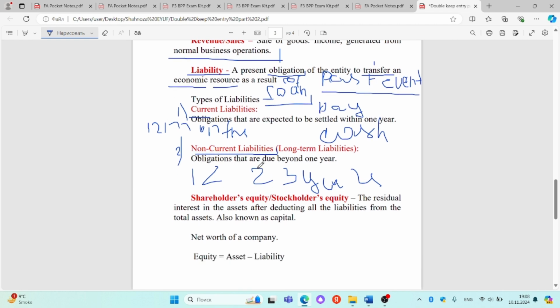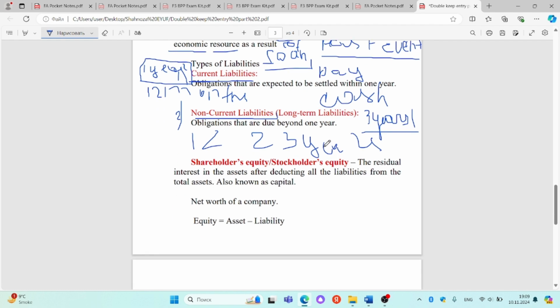As an example, I can say that, let's say we have 1 year credit from bank, and in here let's say we have 3 years credit from bank. If we took 1 year loan from bank, it is called current liability. And if we took 3 years loan from bank, it is called non-current liability.